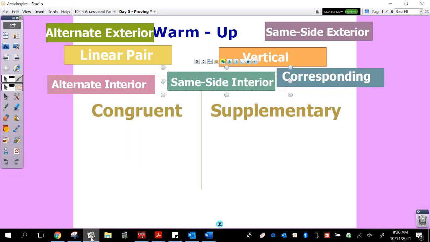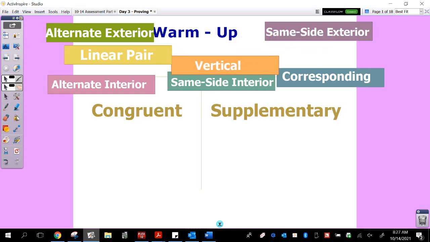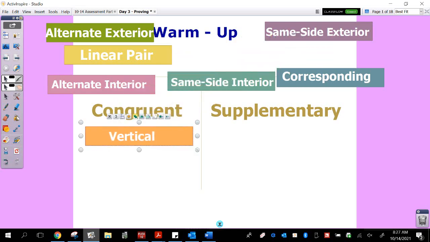So for the warm up today, we are separating these by whether they are supplementary or congruent. What does congruent mean? Equal. So which one of these, when lines are parallel, are equal? VA, vertical angles. Vertical angles is always congruent, whether a line's parallel or not. So write that down. Instead of writing vertical angles, you can write VA.